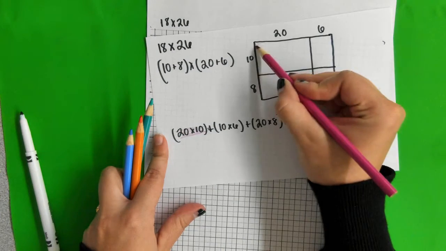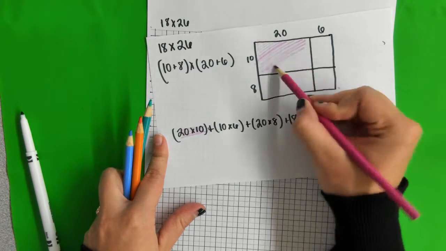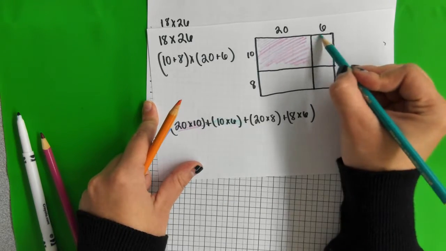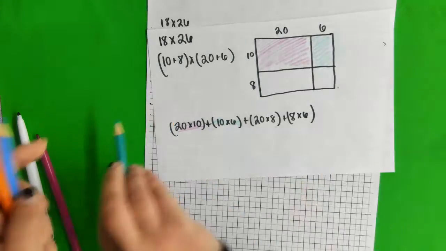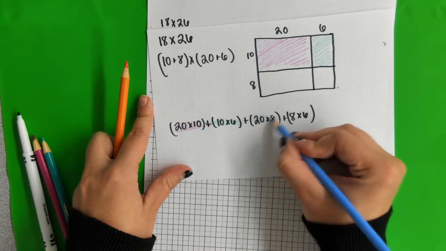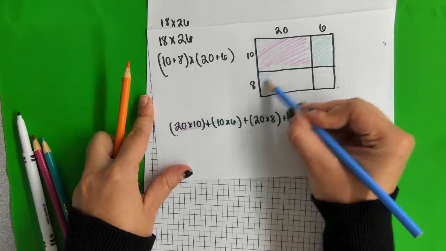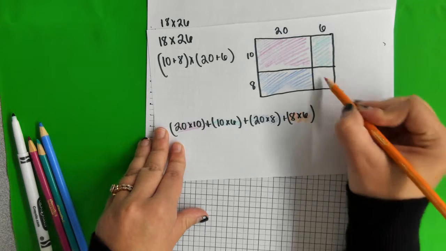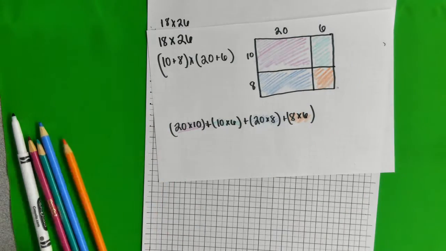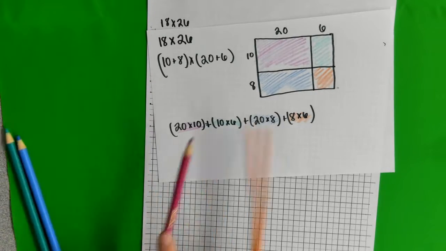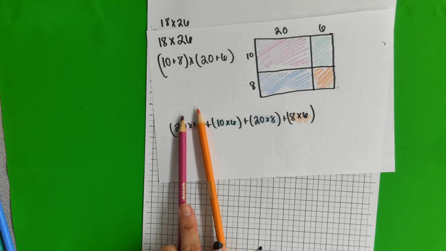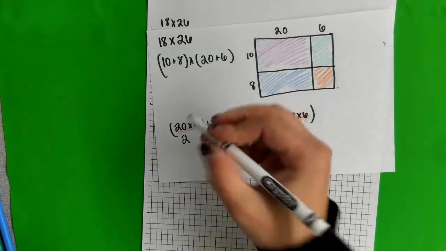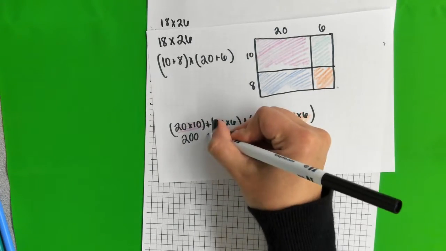20 times 10. 10 times 6. 20 times 8. And 8 times 6. Twenty times 10, I'm going to cover my zeros. I just have 2 times 1, which is 2. And I'm going to uncover 1, 2 zeros, and I'm going to add 1, 2 zeros. Drop my plus sign down.